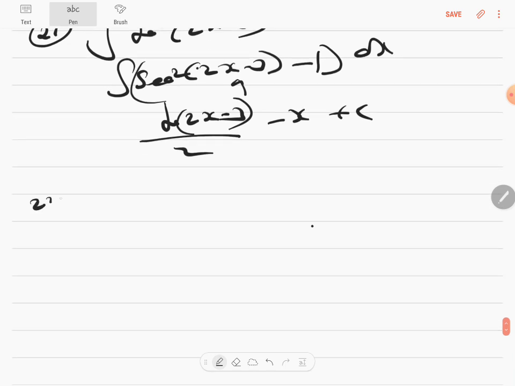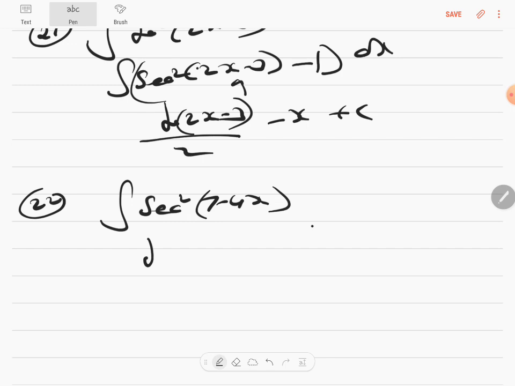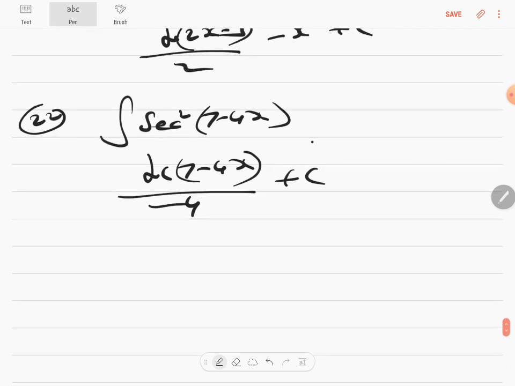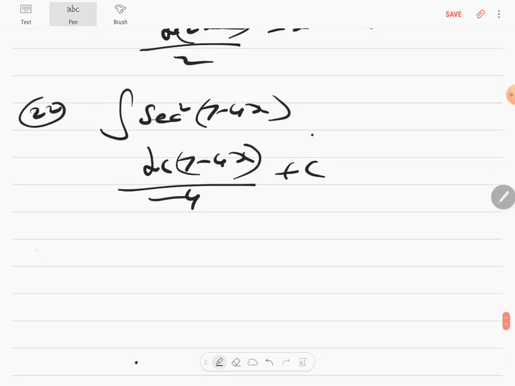So let's go to 22nd question. Integration of secant square is tan, so tan of 7 minus 4x, and you know me, I'll just divide by minus 4 plus c. I don't have the habit of taking t and dt for simple sums, but you can always do it if your teachers are insisting.